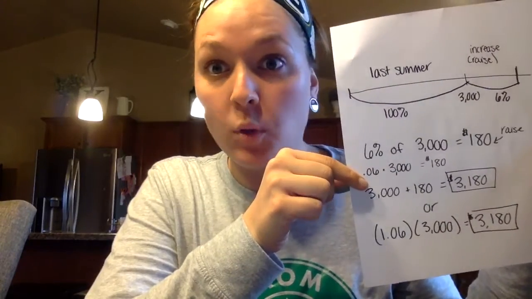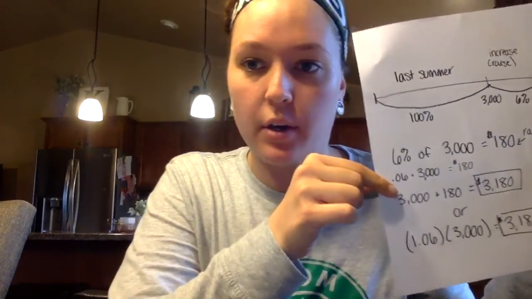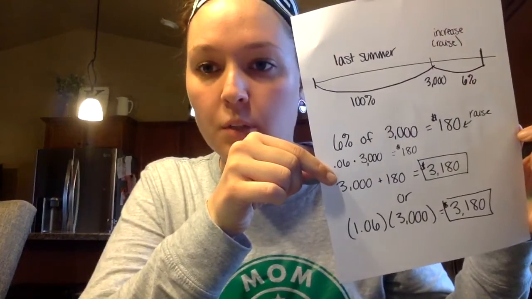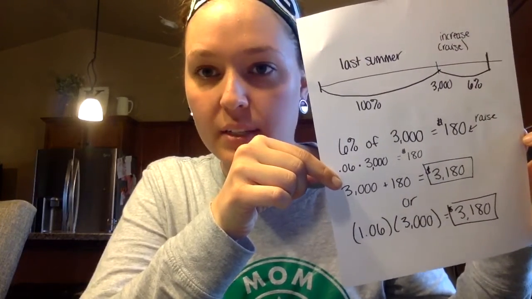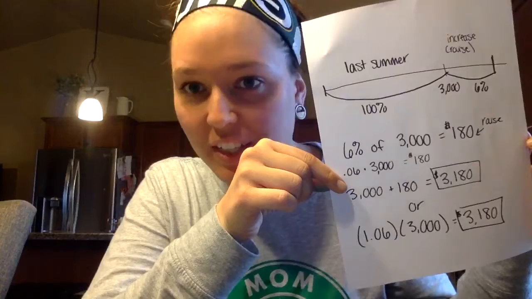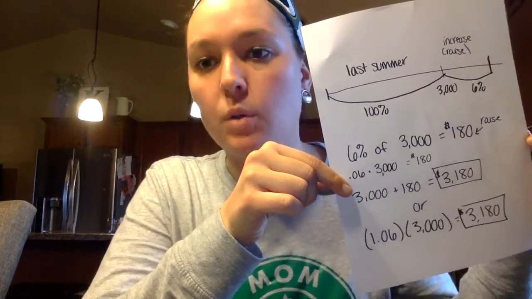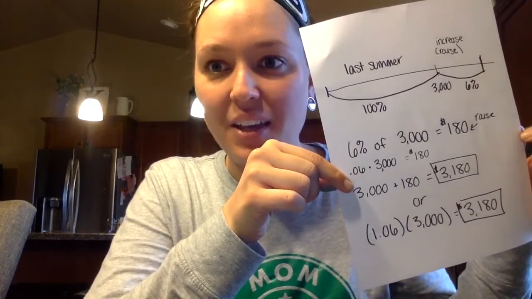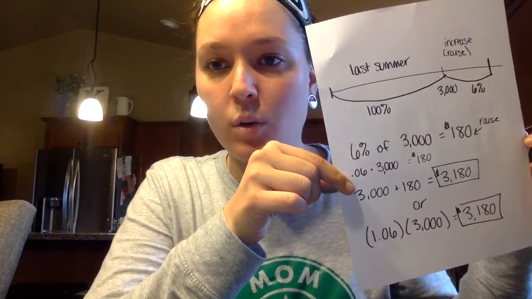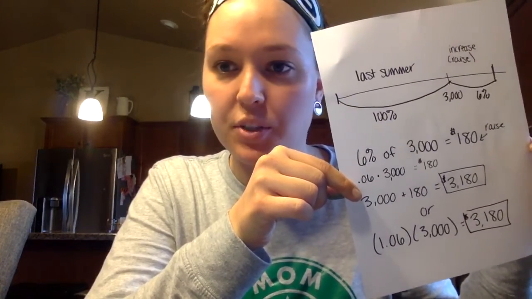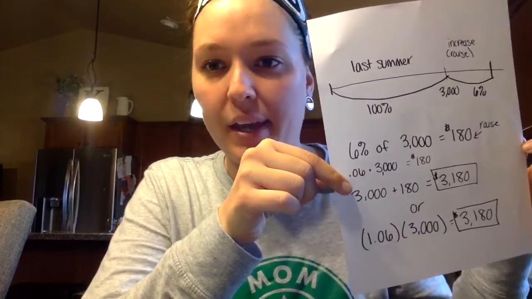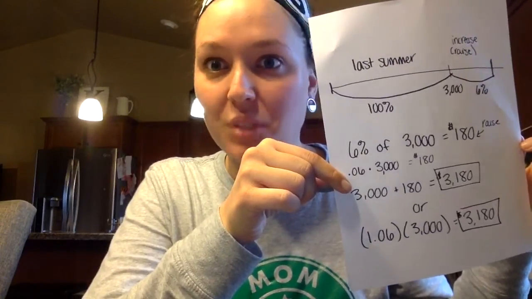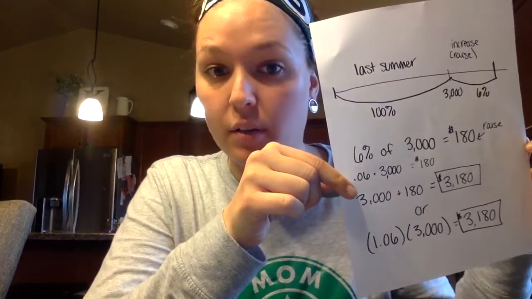You can also do this problem in 1 step, which is the second way I'm going to tell you how to solve this problem. You can use the multiplier of 1.06. That represents 106%. Okay, you could multiply 1.06 by 3,000, and again, you get the same answer of 3,180, but you accomplish this problem in 1 fewer step. Okay, whichever one you like better, you can do, you do get the same answer.